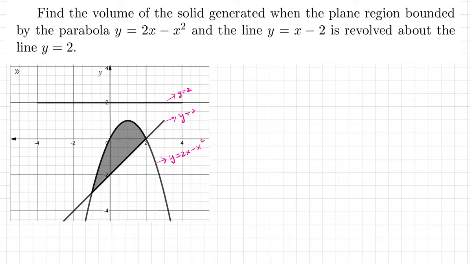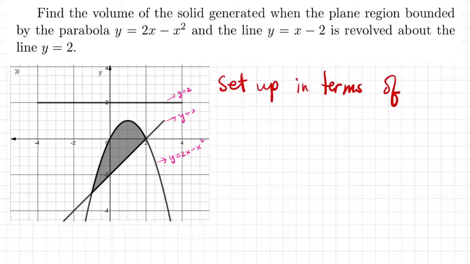Now, so let's see which rectangles we will use. So, should we set this up in terms of x or y? We need to know. So, let's see. Let's draw an arbitrary rectangle perpendicular to the axis of revolution. So, again, this is the axis of revolution. So, we need to make a rectangle perpendicular to this. So, let's draw a rectangle here.